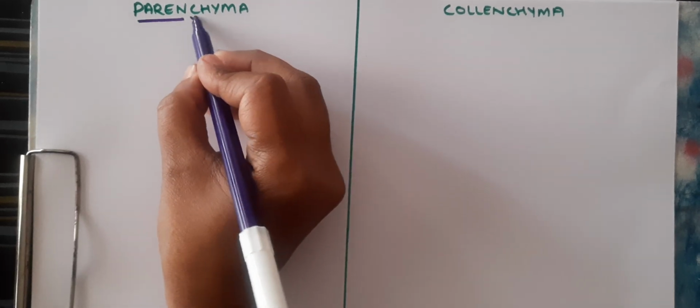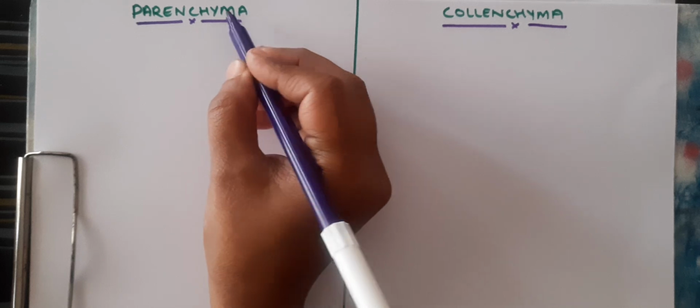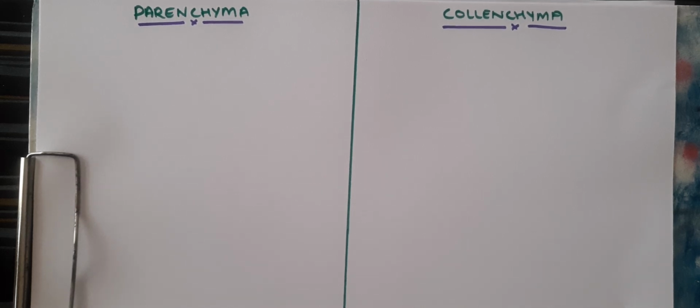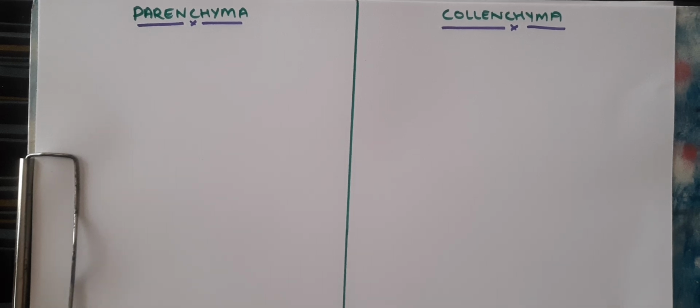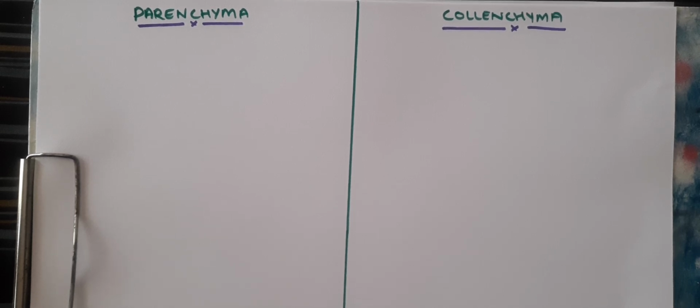First of all, a brief introduction: what do we mean by the word chyma? Chyma means a type of ground tissue. What does this ground tissue do? The living cells of this tissue make up the bulk of the plant body, and they are responsible for performing various functions. What kind of functions? They have a role in storage, photosynthesis, and support. These functions are divided based on their location within the plant.